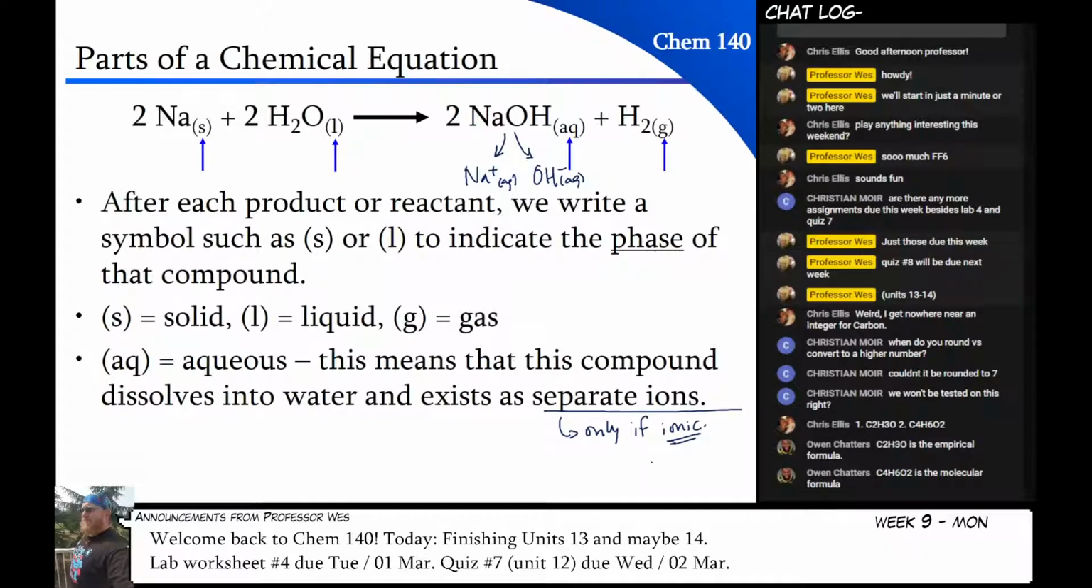If it's molecular, compounds can be aqueous, but they don't dissociate. So carbon dioxide can be aqueous for, say, like seltzer water. But we would only write CO2 parentheses AQ. We would not write C plus O or whatever, because it doesn't dissociate into ions. But anything that is ionic and soluble, we'll get to solubility later, we would write AQ after it. Now, these are the four indicators that you're most likely to see: S, L, AQ, and G.